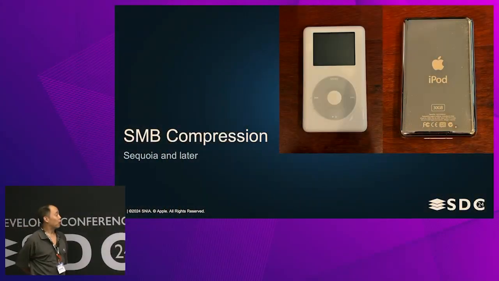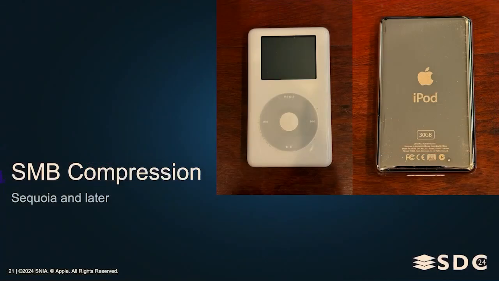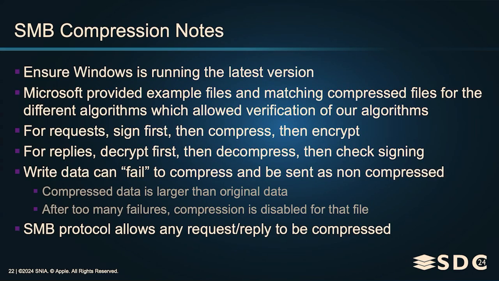So, moving on to compression. That is a hard drive-based iPod with 30 gigs of space from 2005. And it's actually the newer one because it has the capacitive wheel instead of the actual spinny mechanical wheel. So, compression.